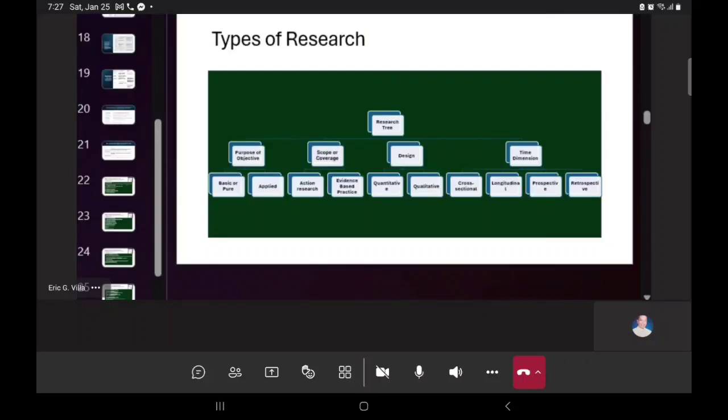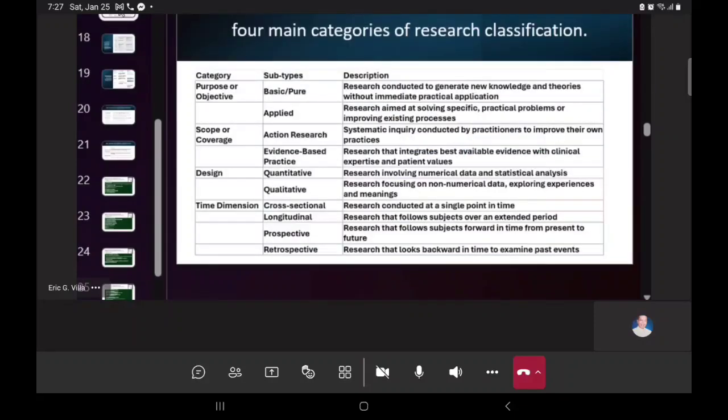And now let's proceed to discussing the different types of research. There are four main categories of research classification. Number one is according to the purpose or objectives. These are the basic or pure research.